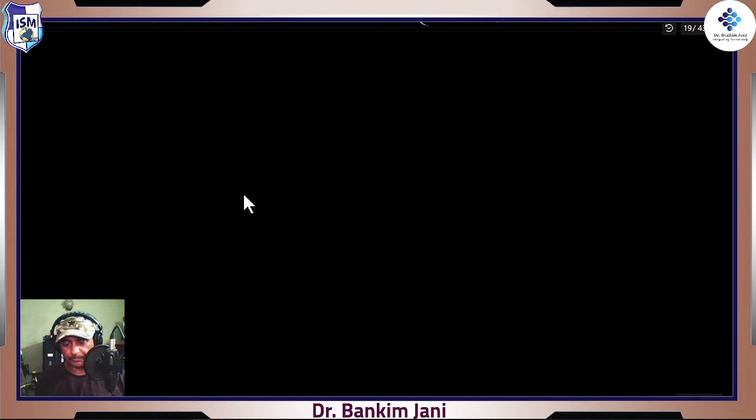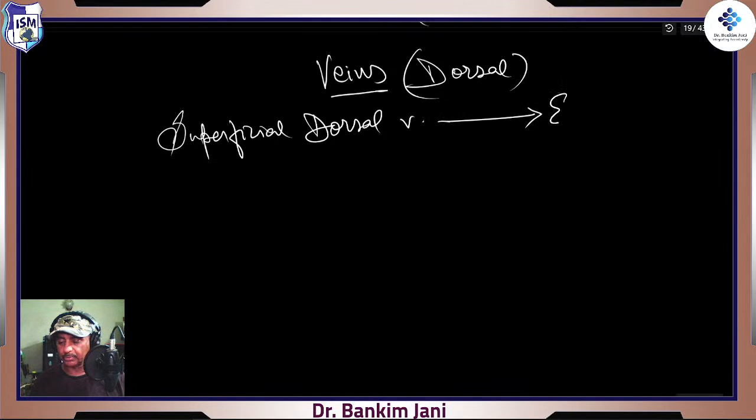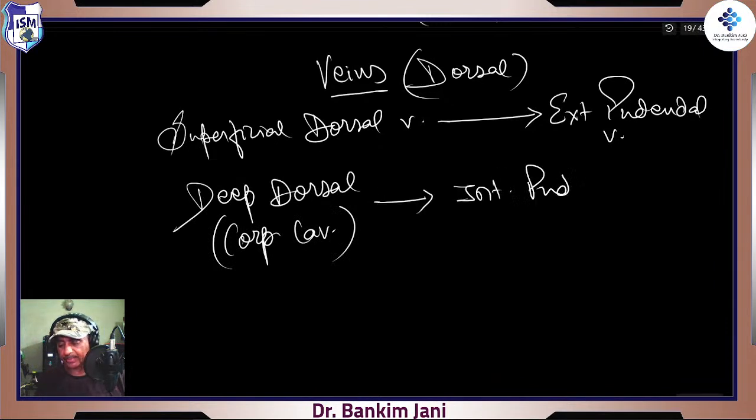Moving on to the veins. Veins are pretty straightforward, right? They are dorsal veins, and we saw that there is a superficial dorsal vein, and this will drain into external pudendal vein, right? And then there is the deep dorsal vein, and this deep dorsal will take care of the corpora cavernosa, and that will drain into internal pudendal.